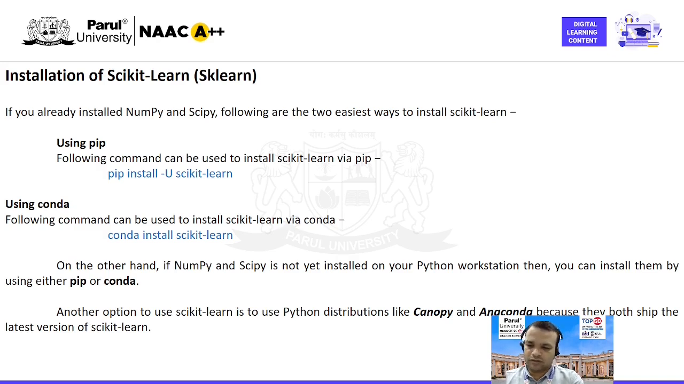Another option to use Scikit-Learn is to use a Python distribution like Canopy and Anaconda, because they both ship the latest version of Scikit-Learn. So remember this thing whenever you want to work on Anaconda or Canopy.